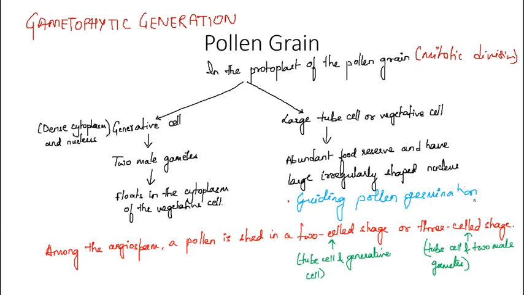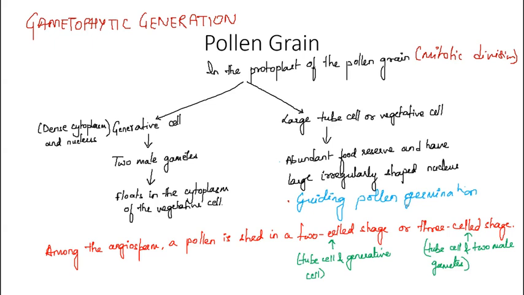It also has the important feature of abundant food reserve, and it has an irregularly shaped nucleus. This is just for information, but remember they have abundant food reserve and they guide the pollen germination. When the pollen lands on the stigma, they help in pollen tube formation, because they constantly supply the nutrients so that the pollen tube can grow.